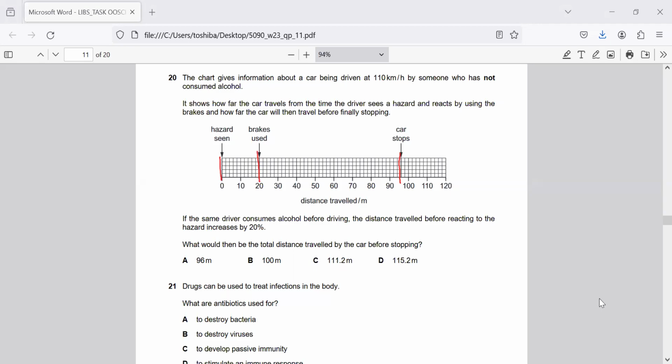If the same driver consumes alcohol before driving, the distance traveled before reacting to the hazard increases by 20%. The distance is increased by 20%. So before taking alcohol, the total distance traveled by the driver was 90, 92, 93, 96. And it has been increased by 20%.